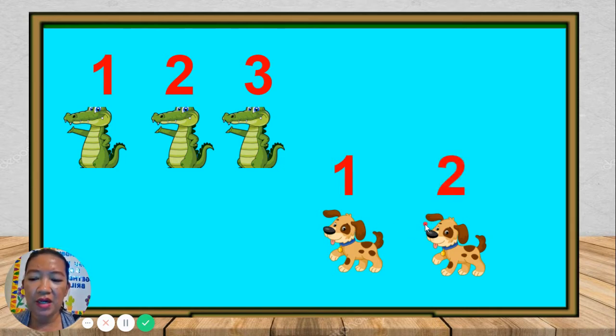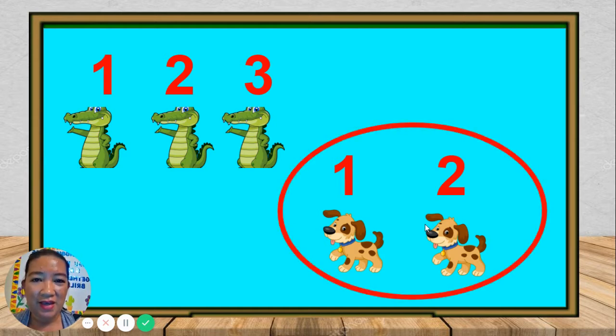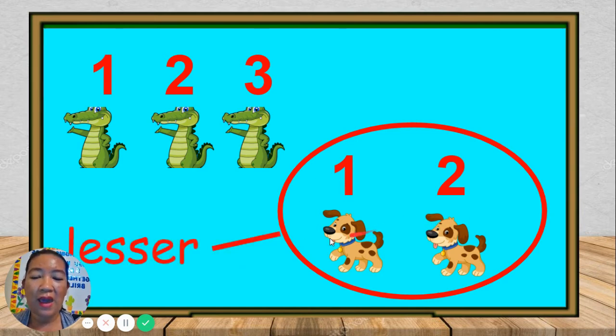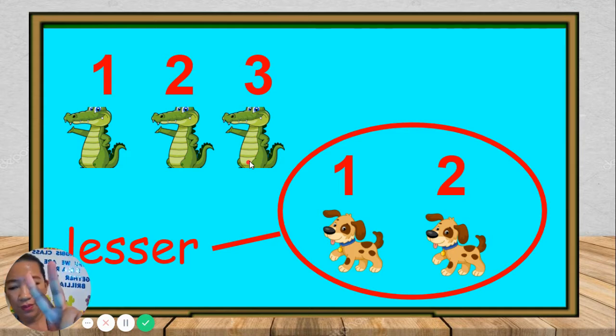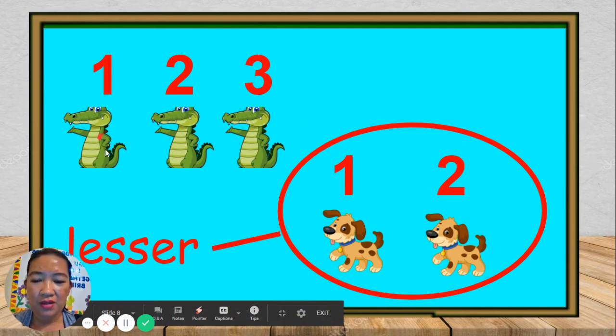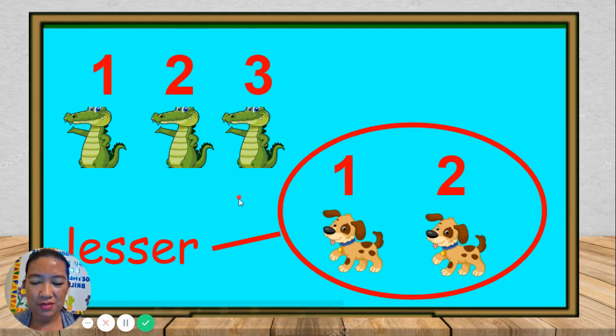Now let's try to find out which one has a lesser or lower or below. Okay. Yes, that's right. It is 2. So this 2 right here is lesser in number, okay? Because we've got only 2 dogs and then the other one got 3. So therefore, 2 is lesser than 3. All right. So 2 dogs are lesser than the 3 alligators.